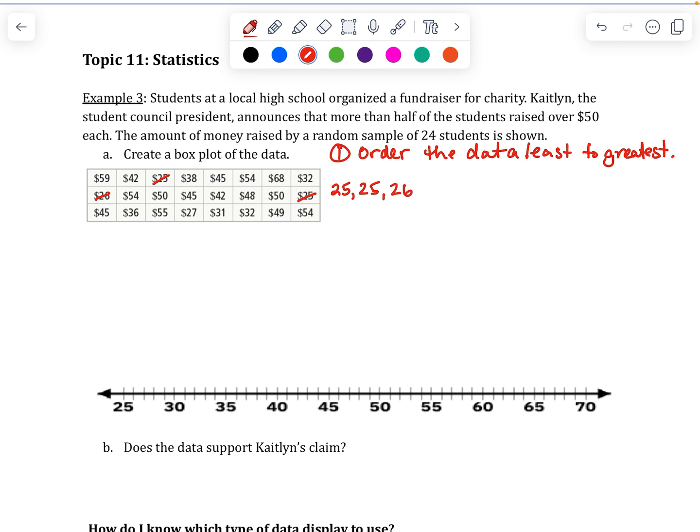Now we got to keep looking for 20s. $27. Are there any other 20s? All right, so now we go to the 30s. I see a 31. And then we got no more 31s. So we got 32 and 32. I see two of them.